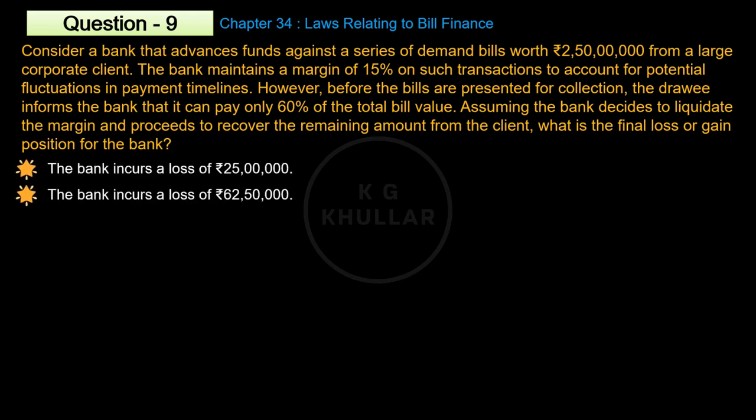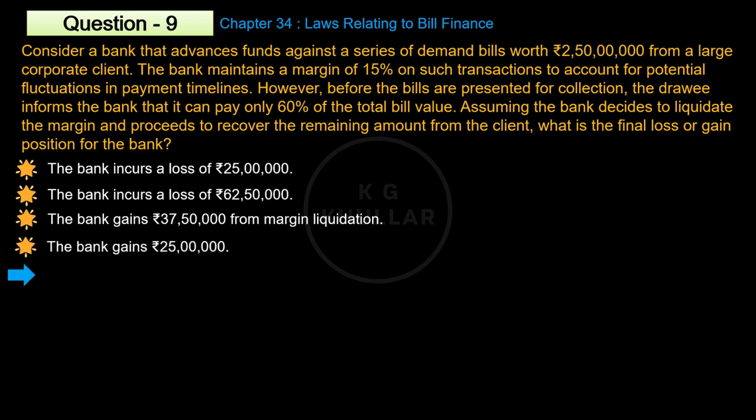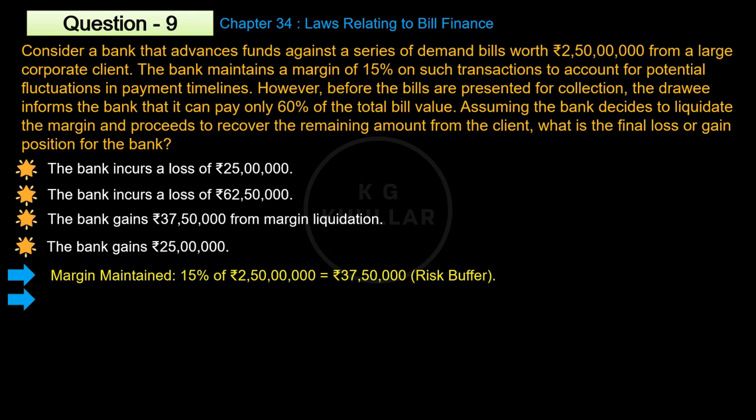Now friends, in the given case scenario, the bank has advanced funds against a series of demand bills worth rupees 2 crores 50 lakhs. Now to safeguard itself against the potential default and fluctuation in payment timelines, the bank maintains a margin of 15% on the transaction. This margin acts as a risk buffer and is calculated as rupees 2 crores 50 lakhs multiplied by 15% equals rupees 37 lakhs 50,000.